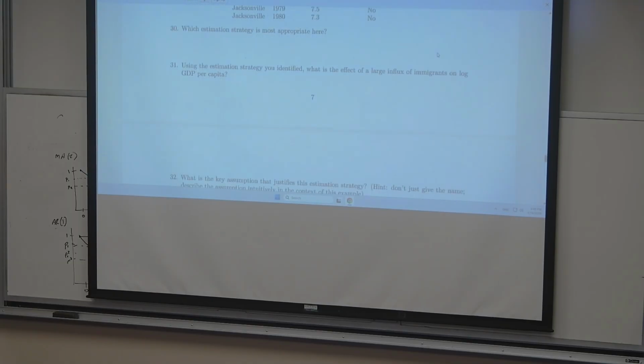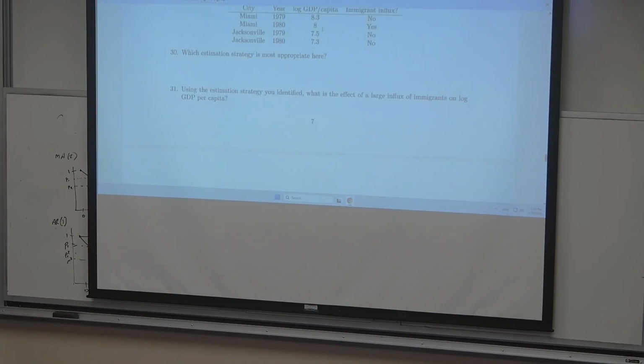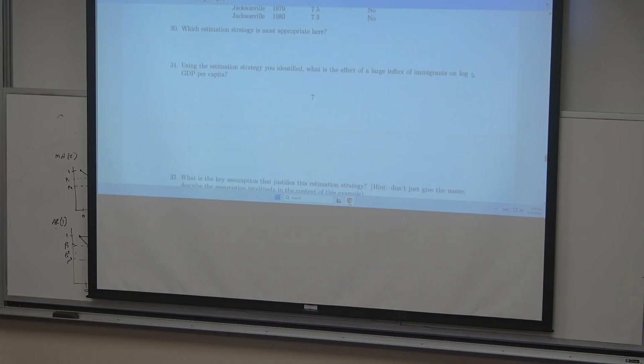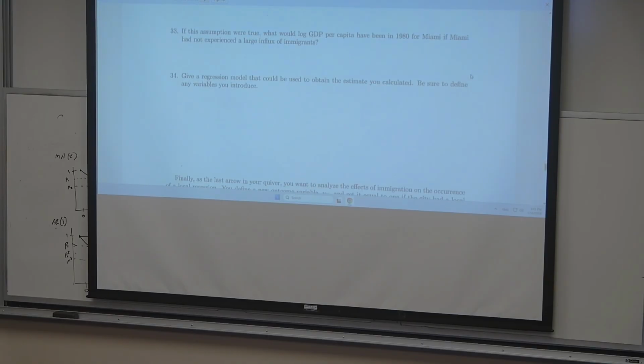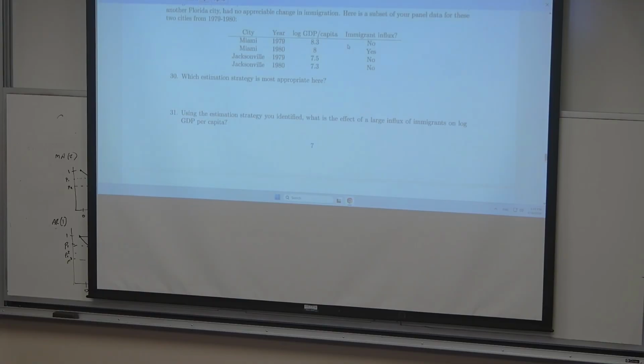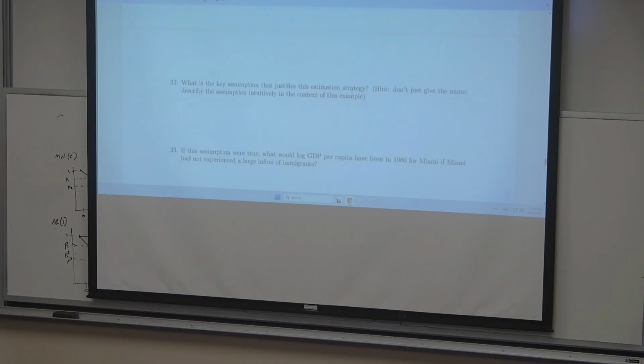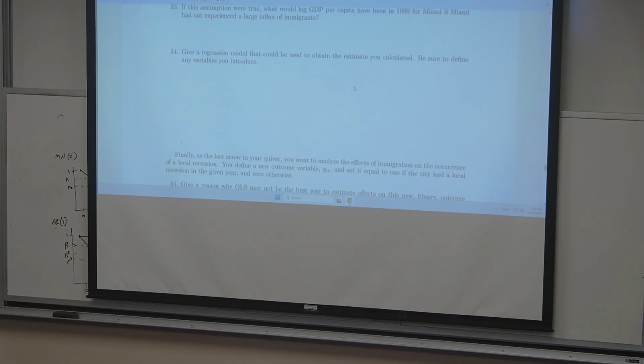Your estimation strategy. Using the estimation strategy identified, what's the effect? We talked about measuring that effect. You can do it just by looking at these numbers right here. What's the key assumption? It's parallel trends. If the assumption were true, what would log GDP per capita have been in 1980 for Miami if Miami had not experienced that large influx of immigrants? So, I mean, it's 8.2 minus 0.2, it would have been 8.1, right? So then give a regression model that could be used to obtain the estimate you calculated.